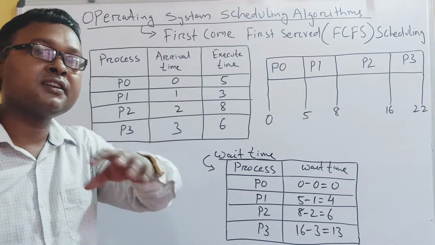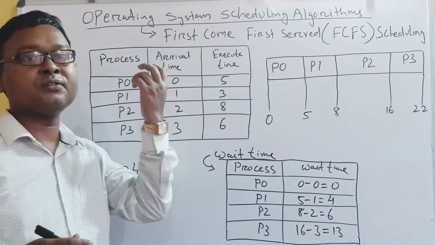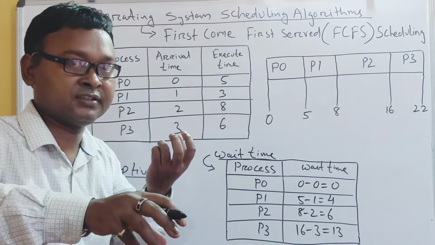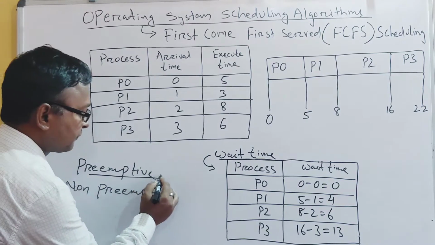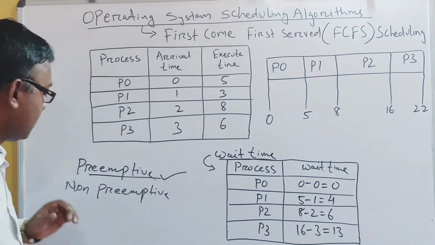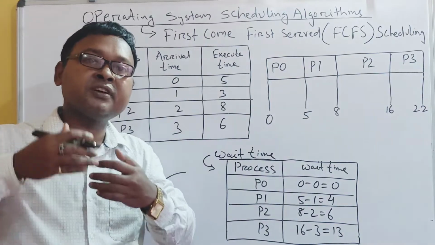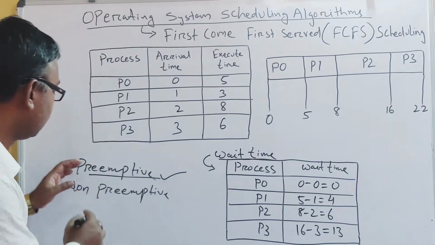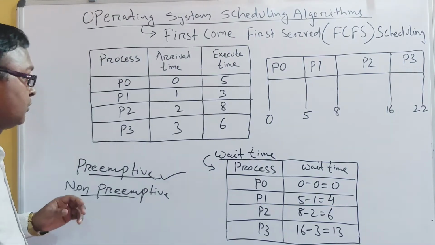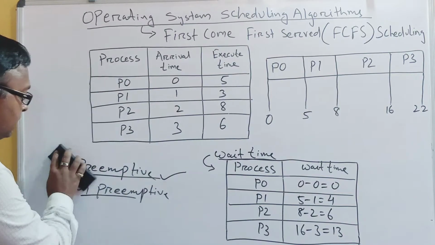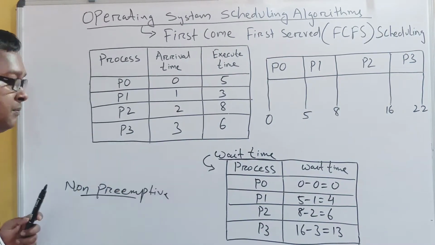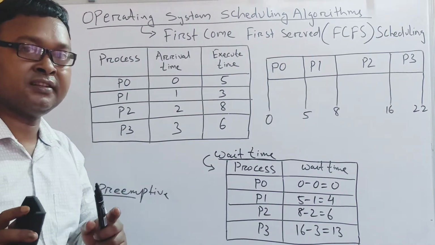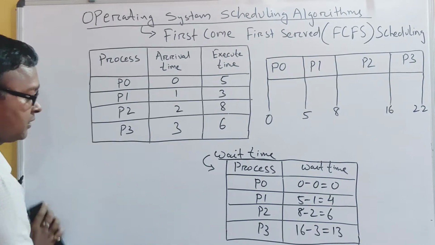The process has not completed its execution and it comes out of the processor when the high priority process tries to enter. That kind of algorithm is known as preemptive. Non-preemptive means it will execute until it completes its execution. Do you understand preemptive and non-preemptive? Here, the FCFS scheduling algorithm is non-preemptive, which means it will execute until its completion.